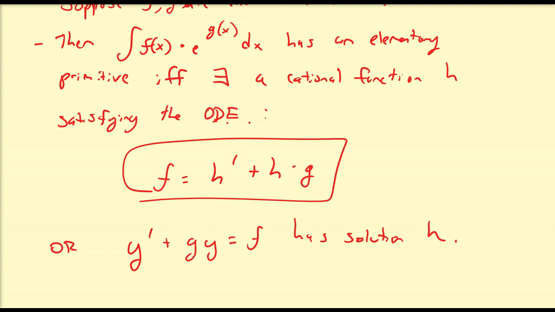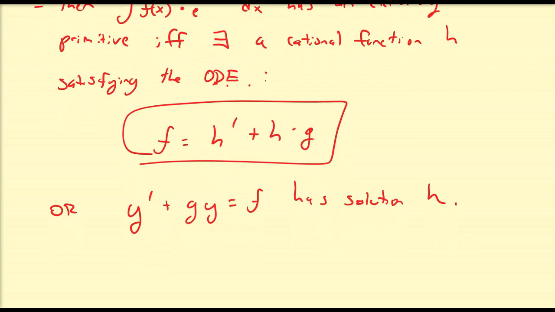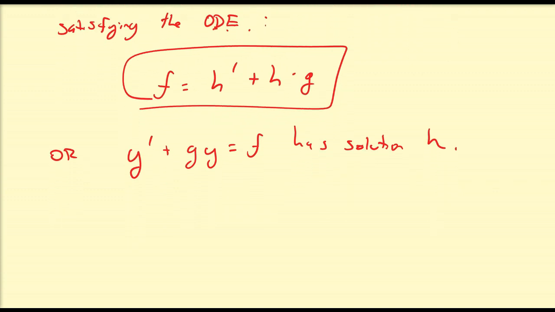So this is what Liouville's theorem says. The integral of f times e to the g dx has an elementary primitive if and only if the solution to this differential equation, with given f and given g, is itself a rational function. So that is what this theorem says. You can use this idea to prove whether a function has an elementary primitive or not. All right, so let us do an example that demonstrates this.